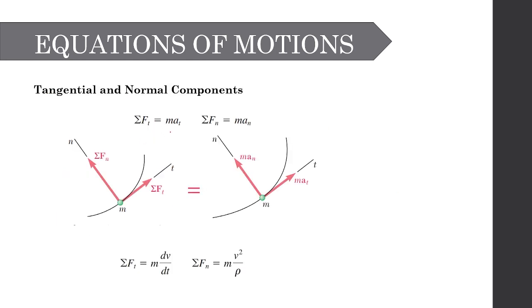Tangential and normal components. We have this formula, summation of Ft equals ma, where we already know a equals dv over dt. So knowing that, let's substitute dv over dt for a in the formula. So we have summation of Ft equals mass times dv over dt, or we have v squared over rho in normal components. When tangential, we have dv over dt.